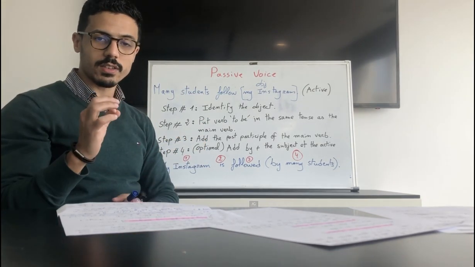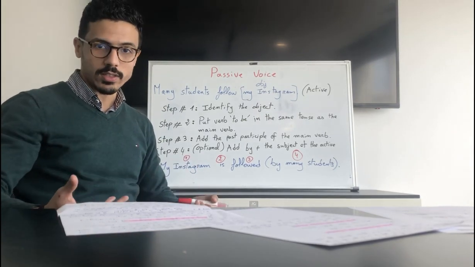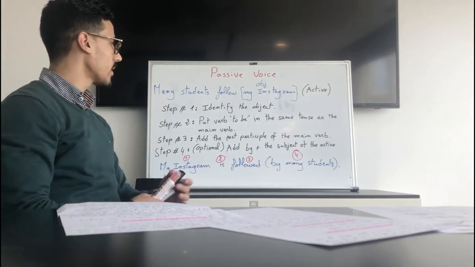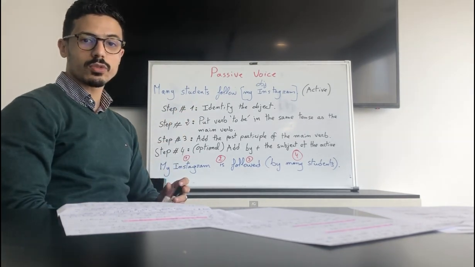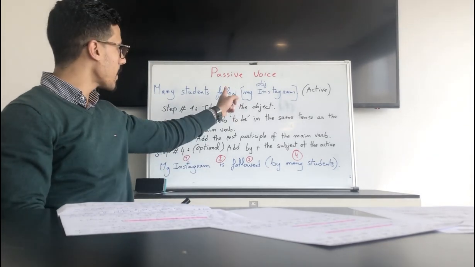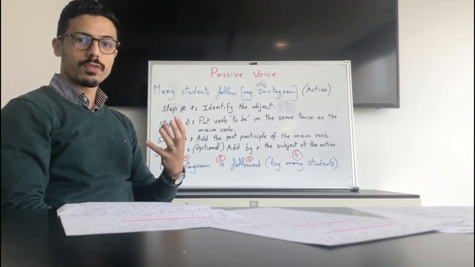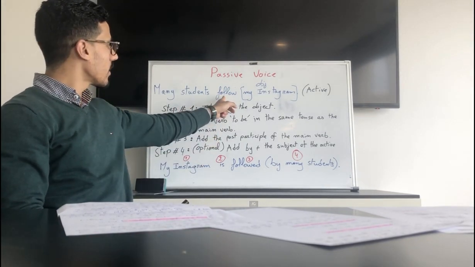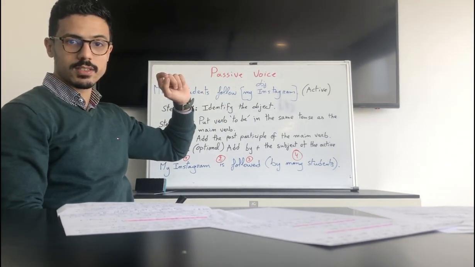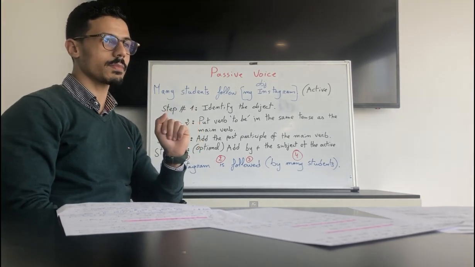How do we identify the object? We ask the question what: follow what, watch what, eat what. Okay, step number 2 is to put verb to be in the same tense as the main verb. For example, here follow is in the present, so we put to be in the present. This is step number 2.